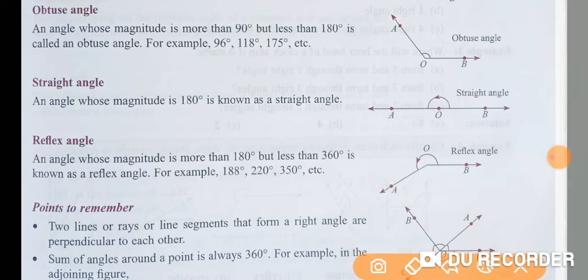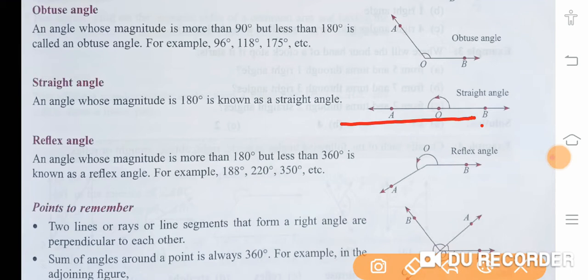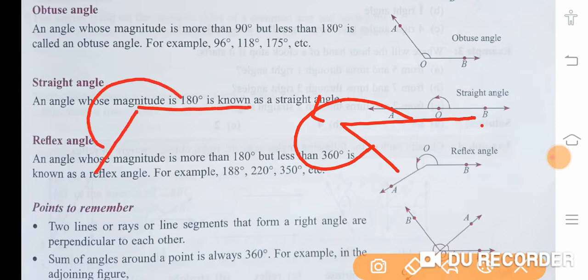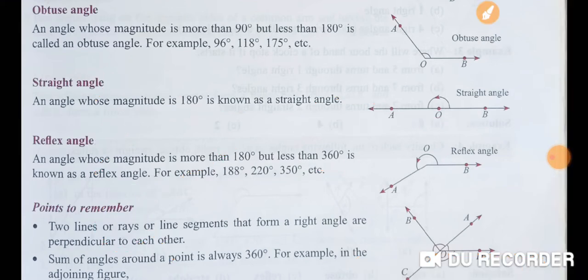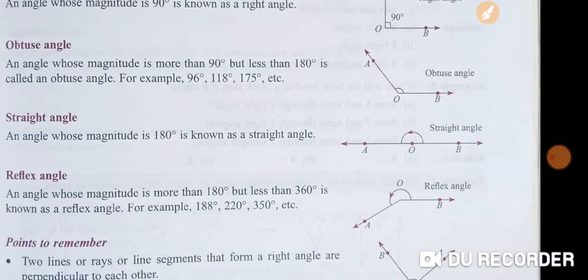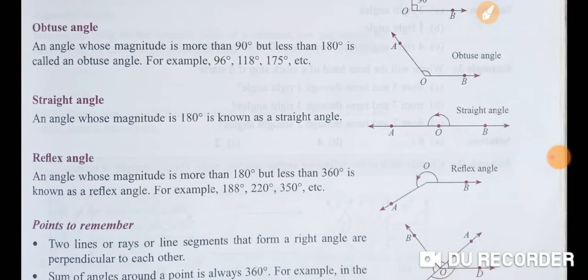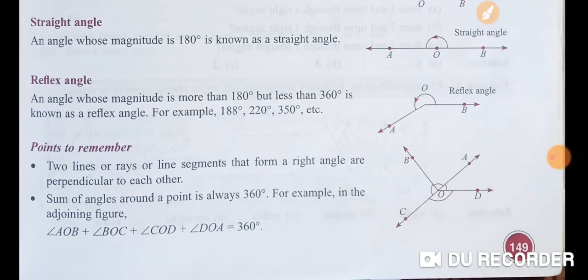Okay, my dear, if you want to make the reflex angle, then you may draw like this also. See, this is the reflex angle. It will come under the reflex angle like this. Means for the reflex angle, you can tell that it is more than 180 degree but less than 360 degree.